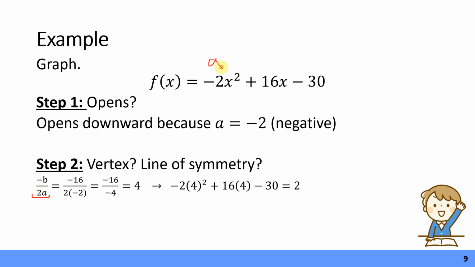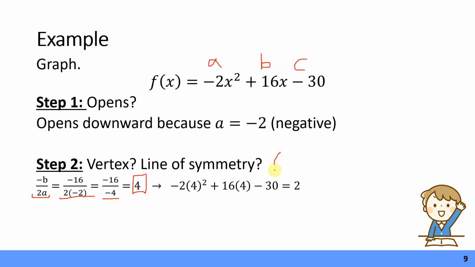Remember, this right here is your a, this right here is your b, and this right here is your c. So negative b is going to be negative 16 over 2 times a, and a is negative 2. So that's how I got up to this point. Now from here, I just multiply. 2 times negative 2 gives me negative 4. And then from there, I just divide. So negative 16 divided by negative 4 gives me a 4.